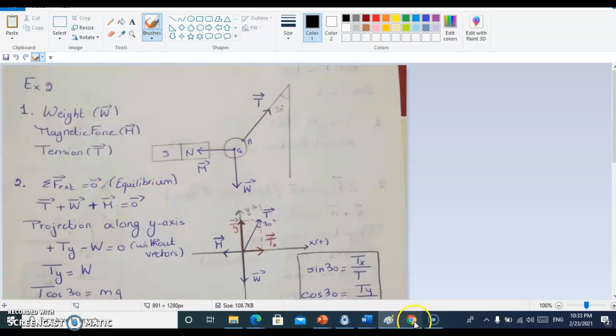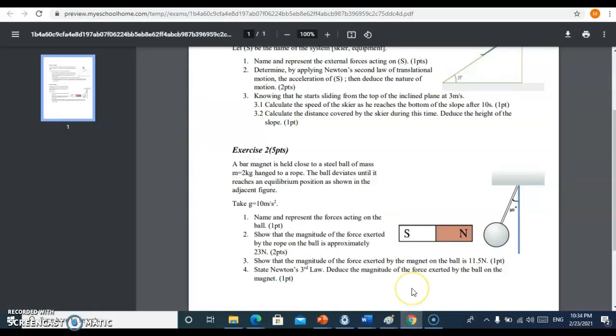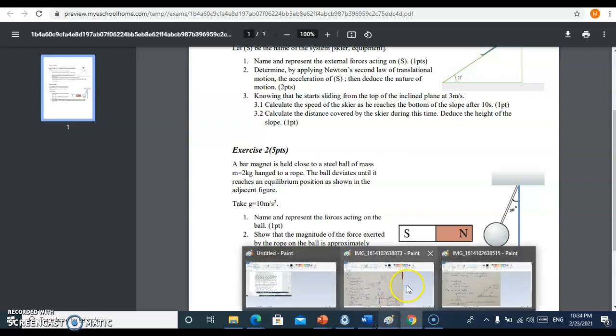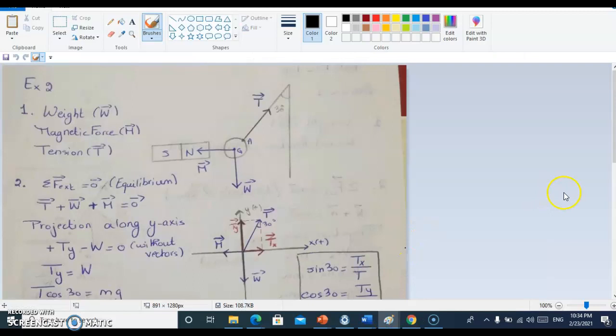Then you are asked to show that the magnitude of the force exerted by the rope on the ball is approximately 23 newtons. So indirectly they're asking you to calculate the magnitude of the tension force, as long as you're given that it is at equilibrium. So the sum of external forces, F vector, equals 0 vector. This is the equilibrium condition. We sum up all the forces, T vector plus W vector plus M vector.